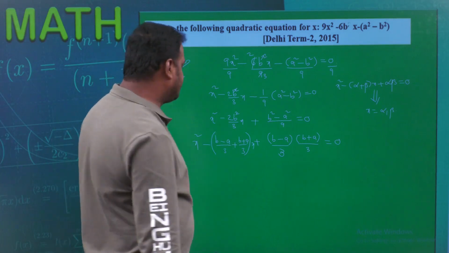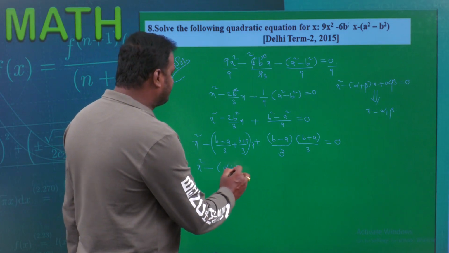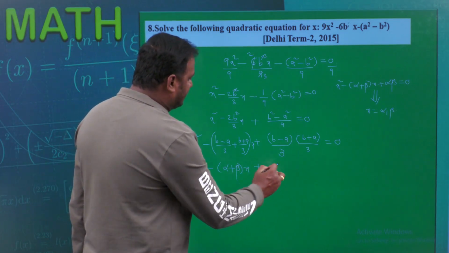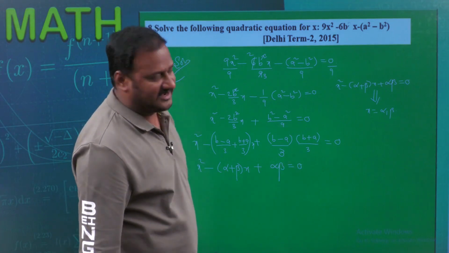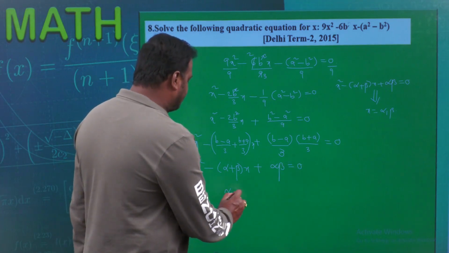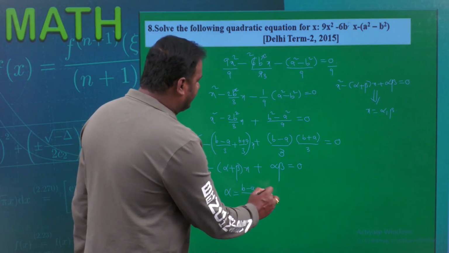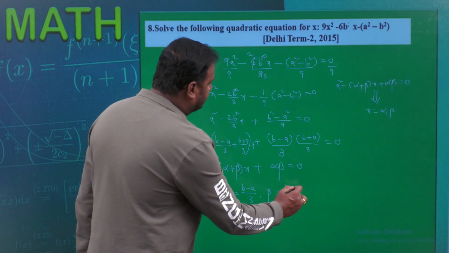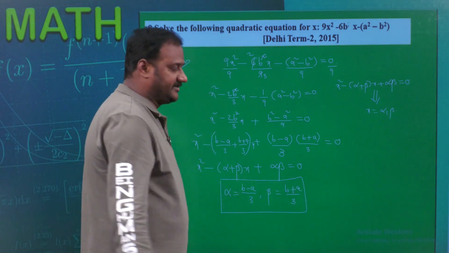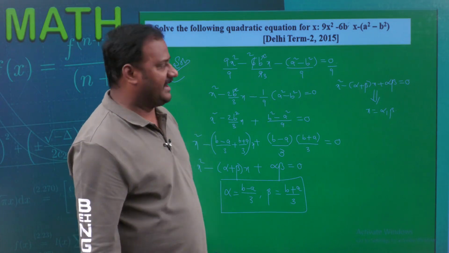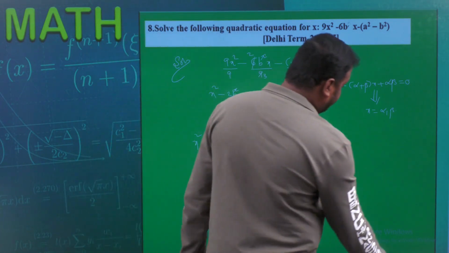Now you see, this is in the form of x square minus (alpha plus beta) times x plus alpha into beta is equal to 0. Therefore, the roots are alpha comma beta. What is alpha here? Alpha is equal to (b minus a) by 3 and beta is equal to (b plus a) by 3. So this way, without actually using the quadratic formula or the factorization method, we can easily find out the roots of the quadratic equation.